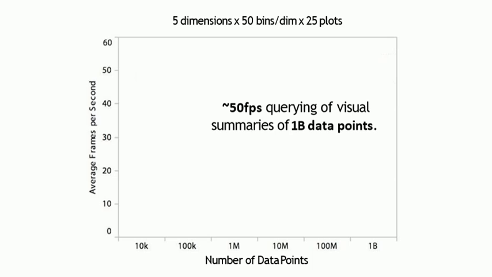So basically if we have 5 dimensions and 50 bins of data, and we have 25 plots, we have to run at 50 frames per second for visualizing 1 billion data points. So basically the frames will be fast, and then it can display the whole amount of data. Whether your data is less or more, we have to work on different amounts of data which have to be queried in 1 minute, 2 minutes or 3 minutes.